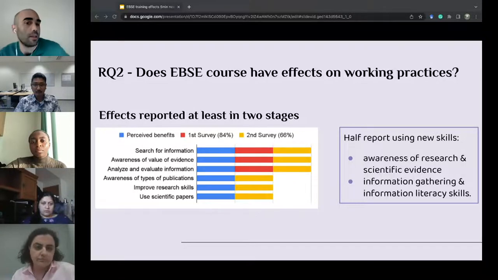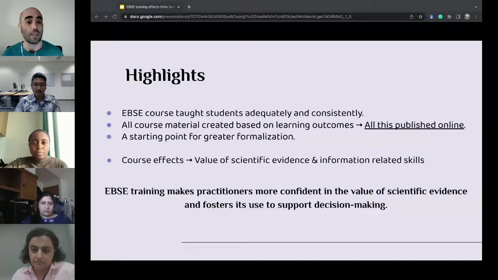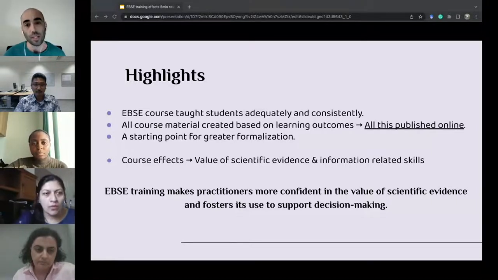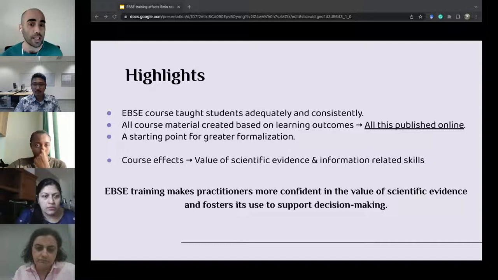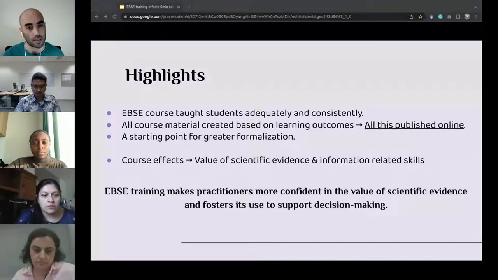The results of our study confirmed that our course was adequate and consistent over the three years. Also, the learning outcomes facilitate tracking the student performance in each concept or practice of EBSE. All the material we created is now available in Spanish and in English, and we really want this material to be used or adapted in other universities because we consider that it can serve as a basis for more formalization in EBSE training, as it happens in other fields like medicine.